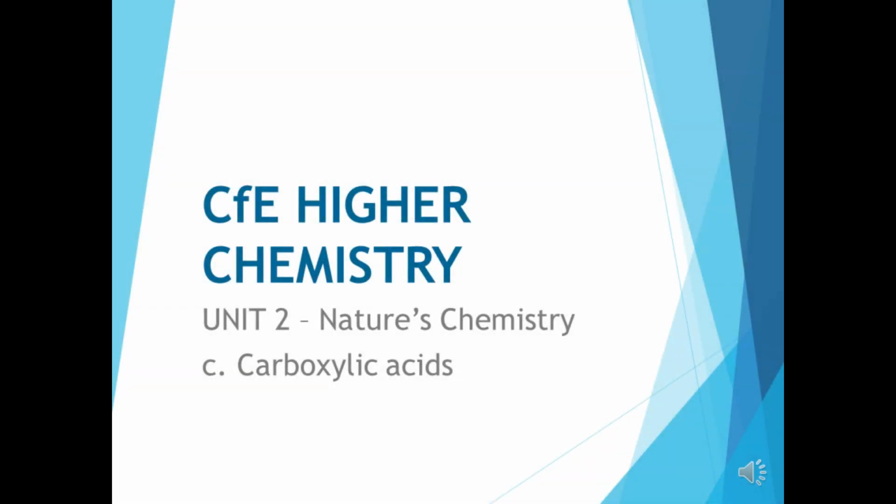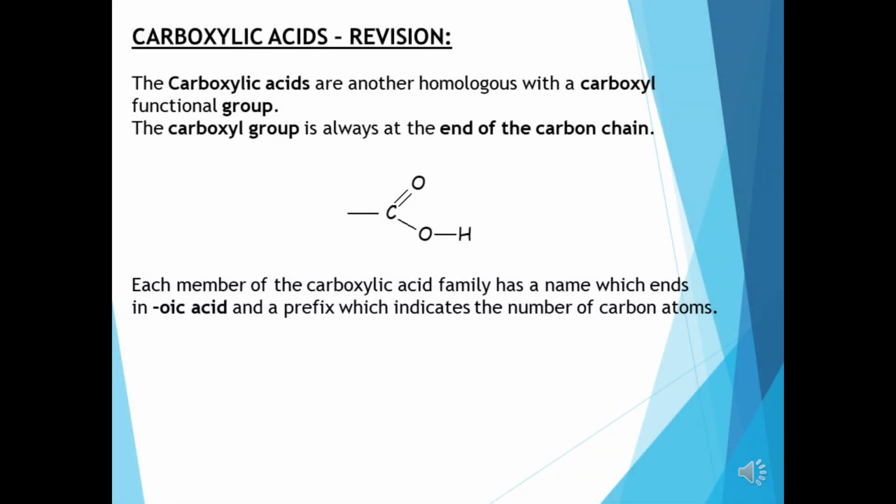Hello higher chemistry students. Here we are, carboxylic acids, and again, a little bit of revision. So carboxylic acids, as you know, contain a carboxyl group, a COOH group. This group will always be on the end of a carbon chain, and we indicate we have a carboxylic acid by the oic acid ending and a prefix to follow.